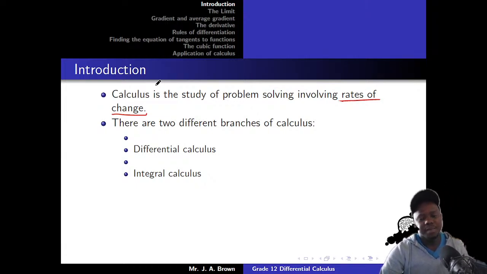Now, just as a matter of interest, calculus was invented by Sir Isaac Newton. Yes, for those of you doing physical science, you know who I'm referring to. Same guy that gave you those many laws of gravity and acceleration and all of those type of things.